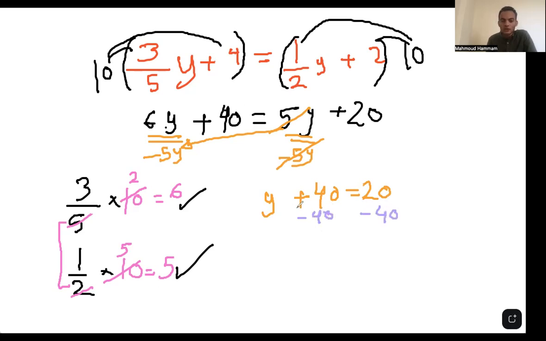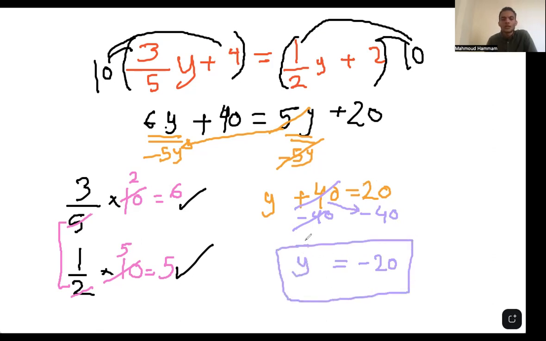Subtract 40, subtract 40. Why? Because I want to isolate. I want to get rid of this 40. So this one moved to the right. 20 minus 40, negative 20. Very good. y equals negative 20. Excellent. Any questions? So we multiplied everything by 10 first, easy, and then we solve the question. Got it, Salah? Clear? Yes, I understood. Excellent.